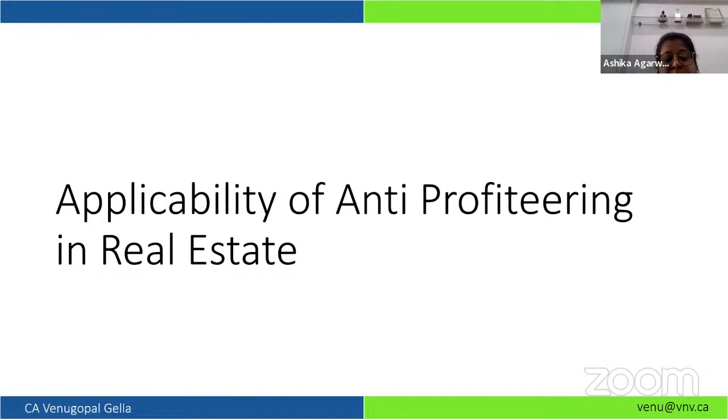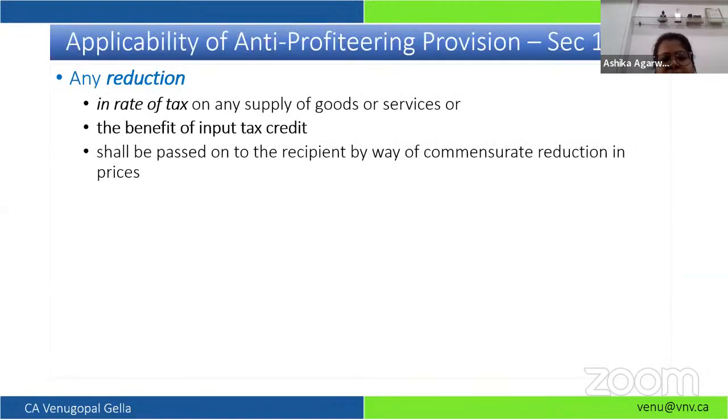Before entering into whether anti-profiteering is applicable or not, we have to first understand when it is applicable. It is applicable only in cases where there is a reduction in rate of tax, or where the benefit of input tax credit has been given, which was not there. So if there has been rate reduction or input tax credit availment, this provision is to make sure that those benefits are passed on to the ultimate customers, ultimate buyers, and are not retained by the suppliers. To ensure this, the section has been implemented.